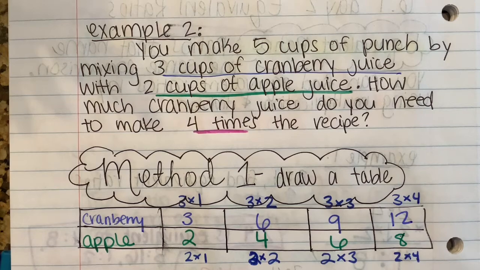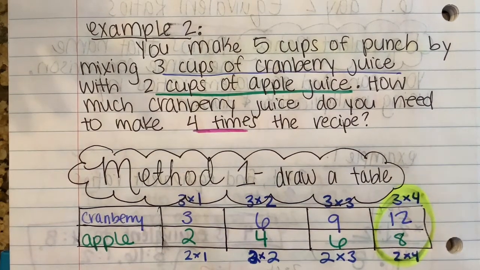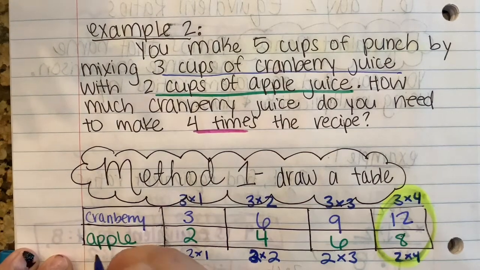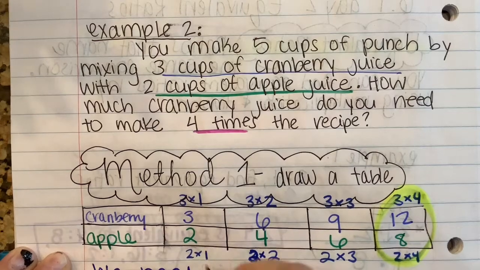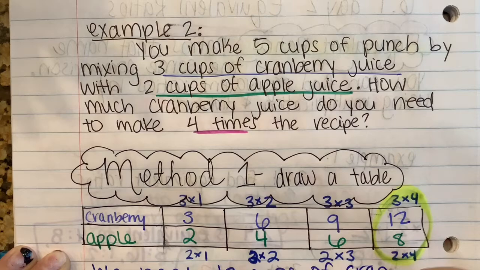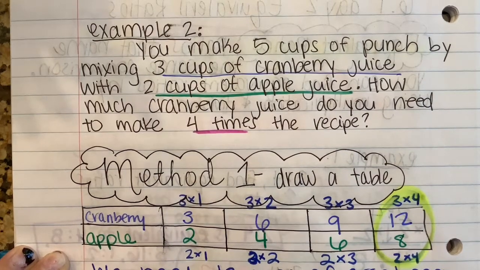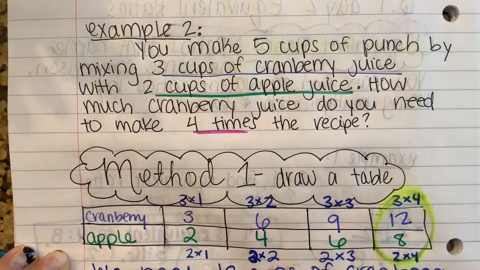So I've created my chart so that I can just look right at my fourth box. So I could say we need 12 cups of cranberry and 8 cups of apple.